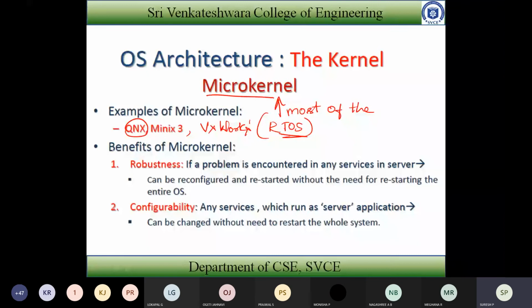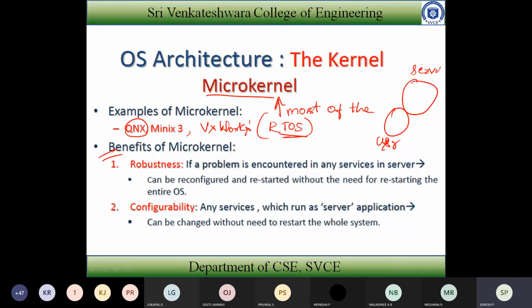Similarly to the monolithic kernel, the microkernel also has benefits. If any problem is encountered in any service or server, it can be reconfigured and restarted without the need to restart the entire OS. That means some services run in user space. A typical example: I can use Control-Alt-Del, go to the Task Manager, and end that particular application, which you do frequently at home.